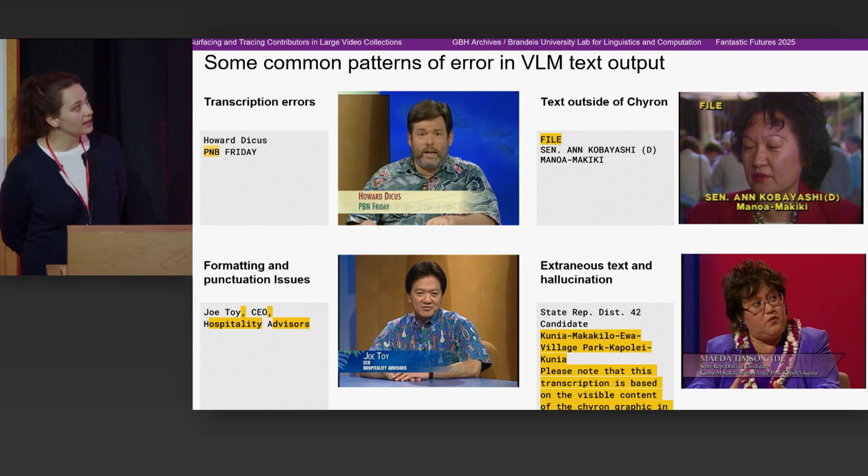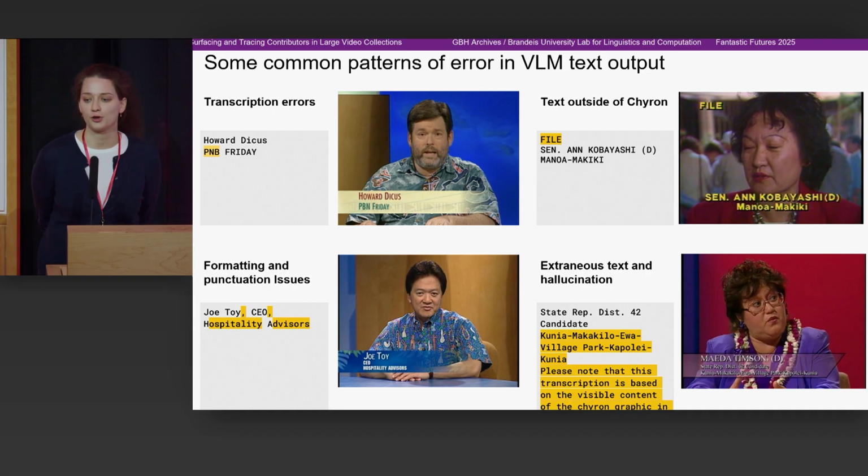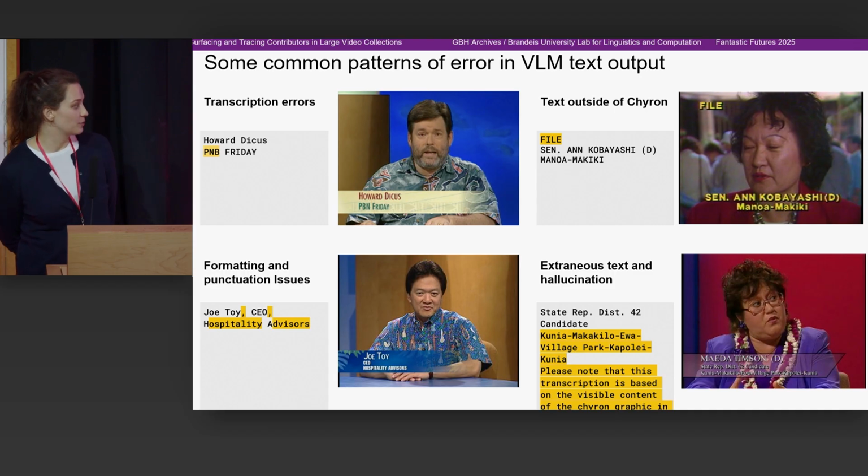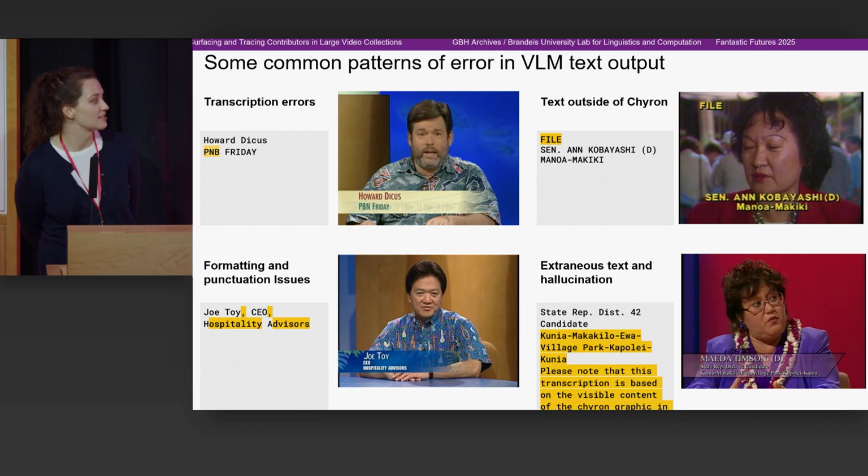On the top right, we have additional text that is on the screen and is being correctly transcribed, but the models aren't following the instruction to ignore any text outside the chiron. The bottom left, we have some formatting issues and some capitalization issues, but the content is generally correct. And then the bottom right, this is a case where we would see a very high character error rate because the model chose to add some additional commentary. Please note, blah, blah, blah.